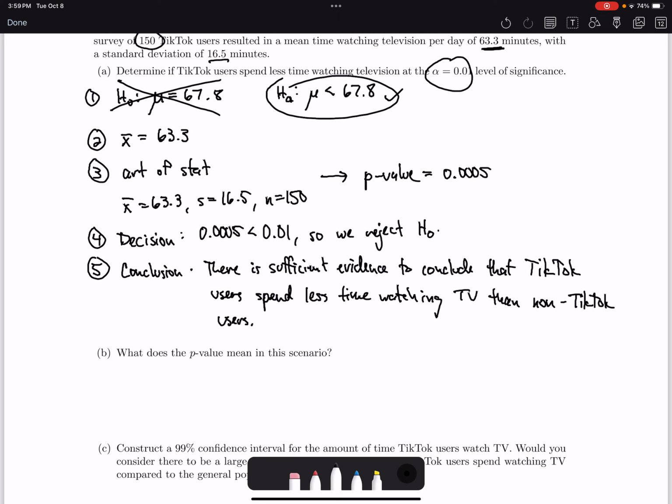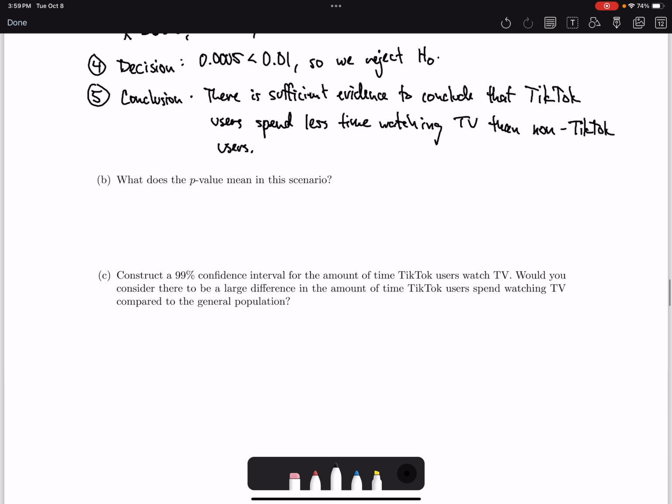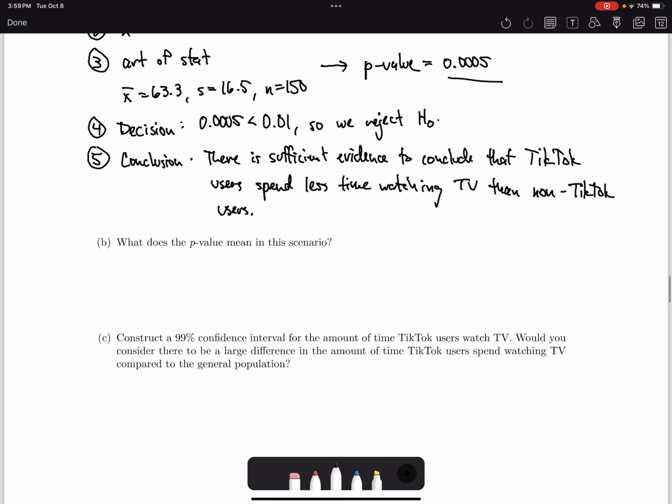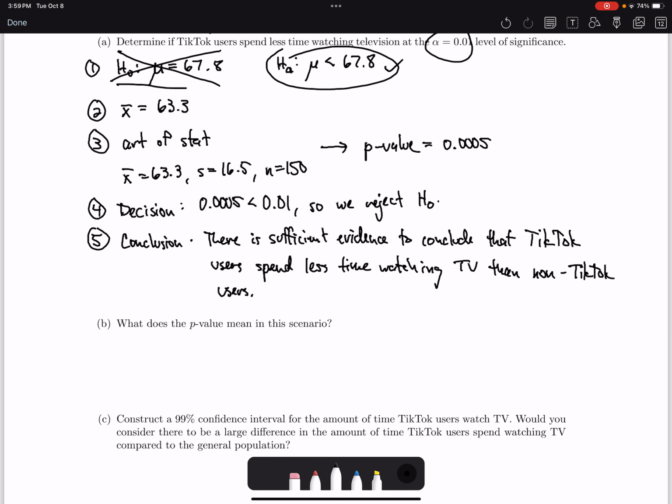But okay. Part B asks a follow-up question. What does the p-value mean in this scenario? Well, our p-value is 0.0005, right? What that means is, if we assume that the null hypothesis is true, then the probability of obtaining a sample mean of 63.3 is 0.0005. Okay?